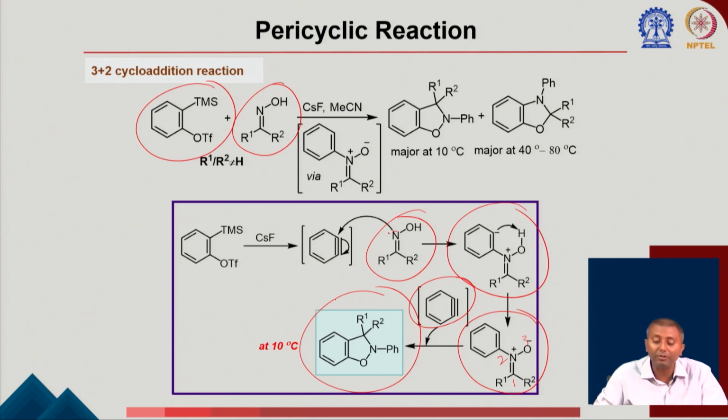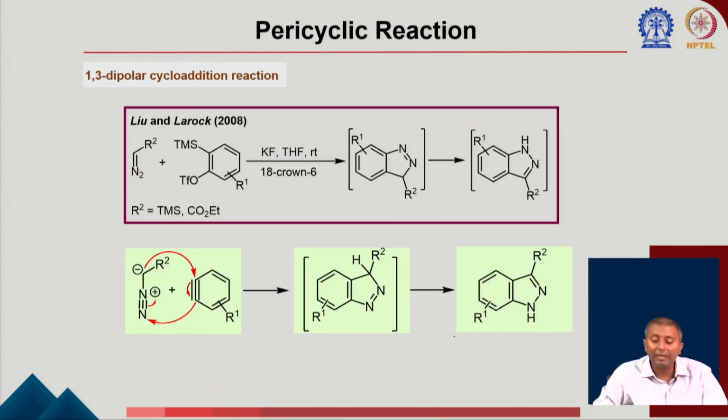So it is happening there. First there is a 3+2 cycloaddition. First there is an attack of this nitrogen, then there is a 3+2 cycloaddition happening in this stage to get to this product. Again there is another important method here, again using this different type of diazomethane.